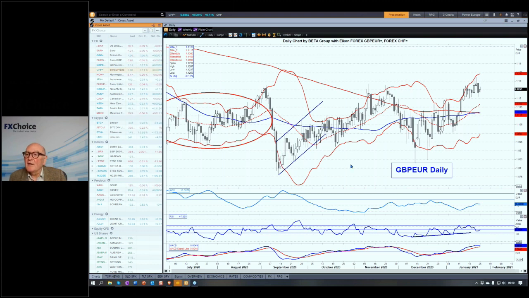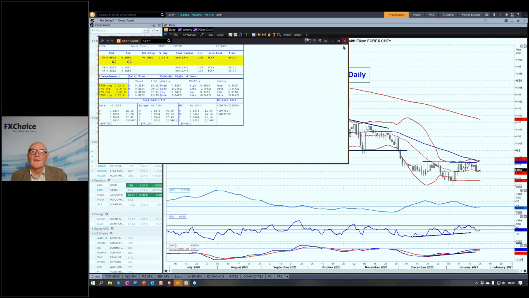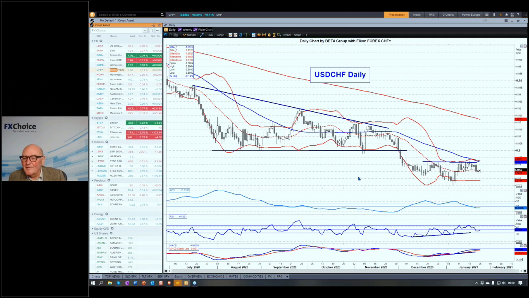low of 87. I'm sorry, this is the wrong chart. It came up when I tapped it. That's rather annoying, to have the wrong picture while I talk.